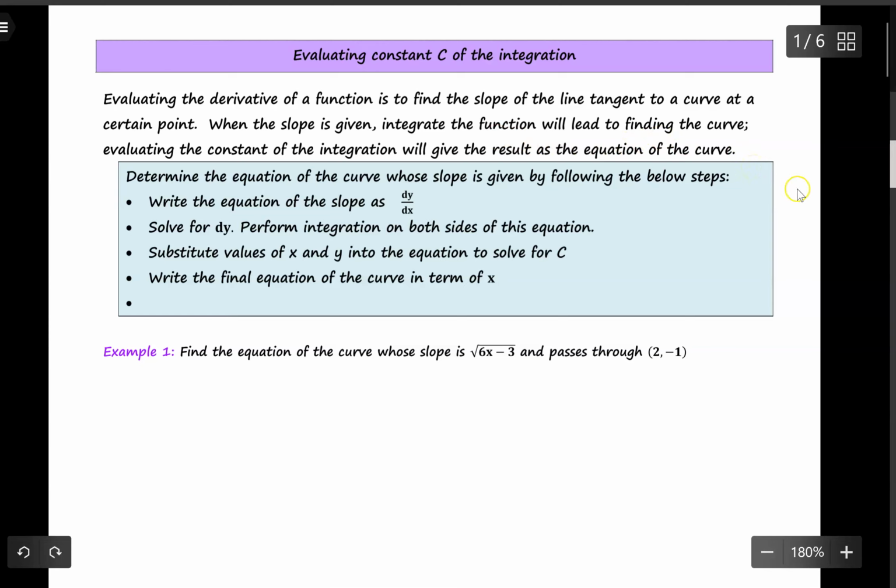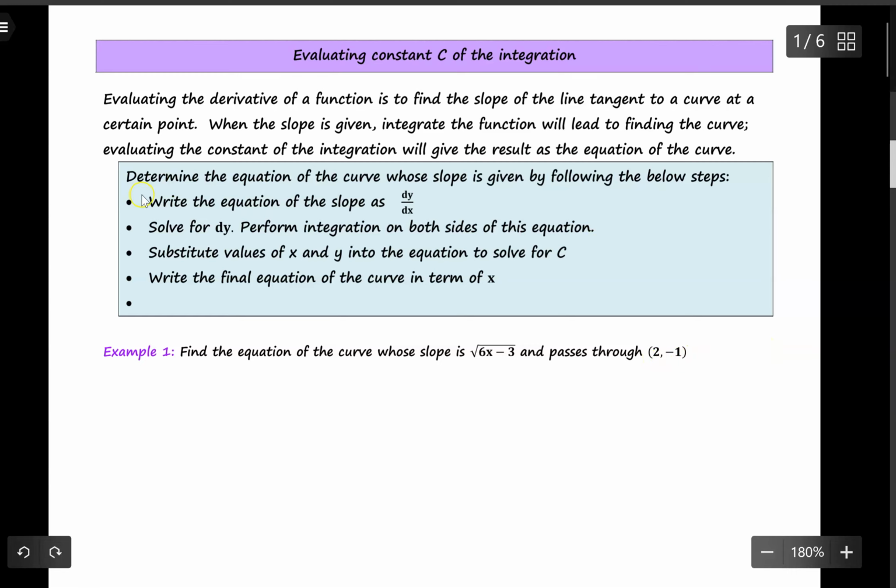So in order for us to do this, I would like to list a few steps that we can follow when we want to solve example number 1 right here. This example number 1 asks us to find the equation of the curve whose slope is given as this function, square root of 6x minus 3. And this curve is actually passing through the point at x equal to 2 and y equal to minus 1.